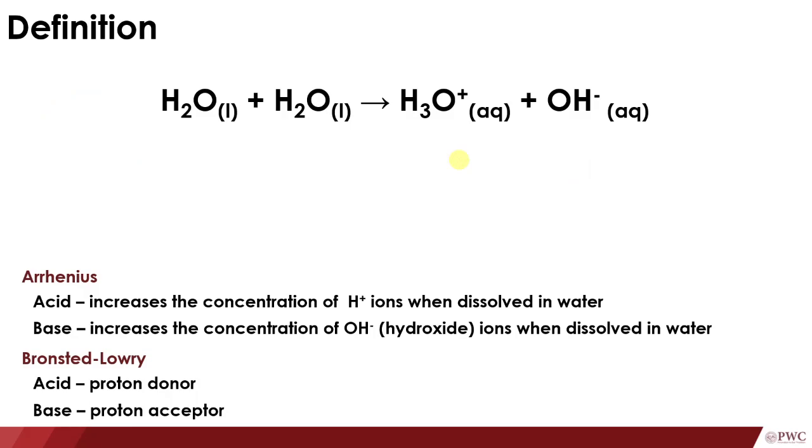Water molecules can also react with each other to form hydronium and then hydroxide ions. We call this process autoionization. The word auto means self, because it's the same water molecules reacting with each other. And then we have ionization because from their reaction they form ions. Again, that's the hydronium and the hydroxide ions in this reaction.